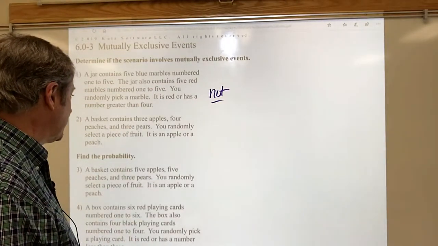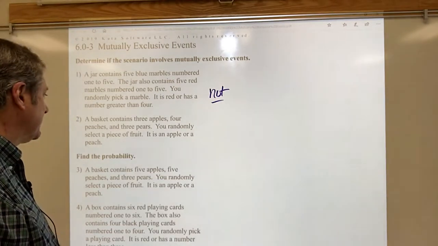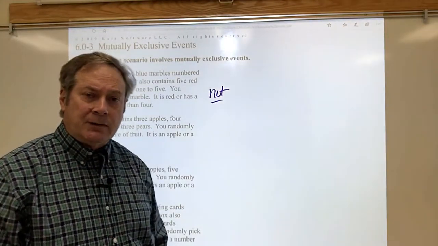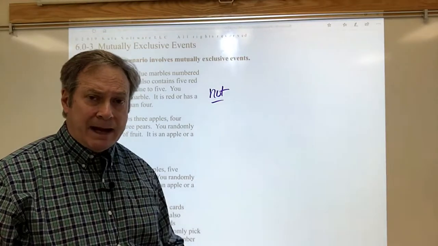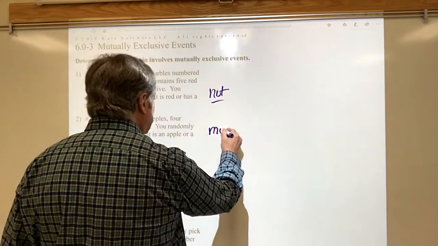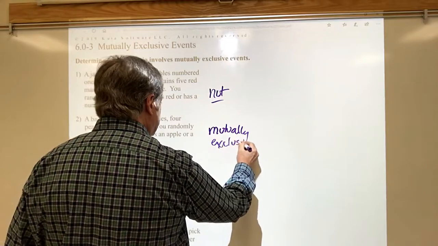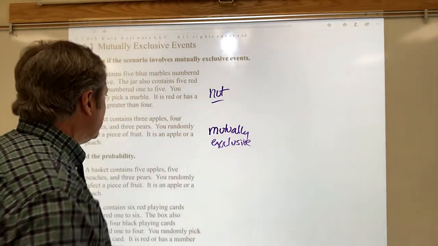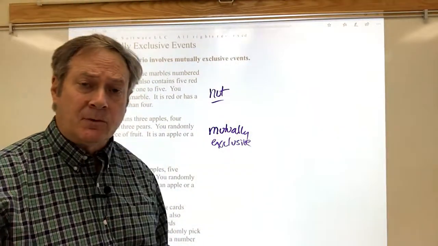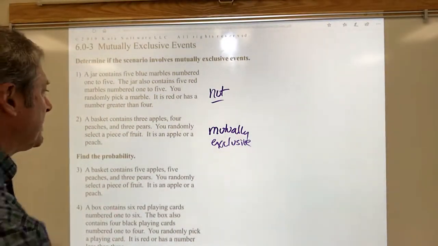All right, let's look at number 2. A basket contains 3 apples, 4 peaches, and 3 pears. You randomly select a piece of fruit. It is an apple or it's a peach. So you want to ask yourself, is there a way it could be both an apple and a peach? And the answer, of course, is no. So yes, these are mutually exclusive. It's one or the other. And in example 1, there is a way that it could be both red and a number greater than 4. So that's why they are not mutually exclusive.